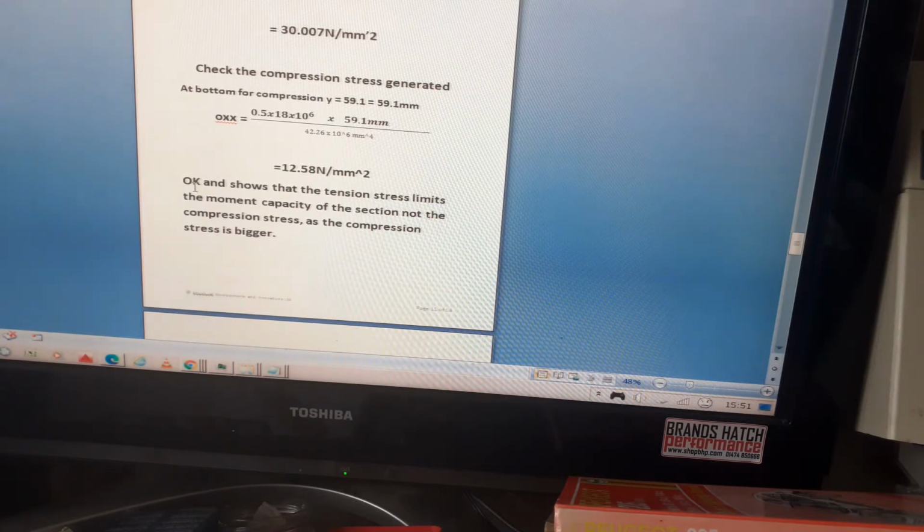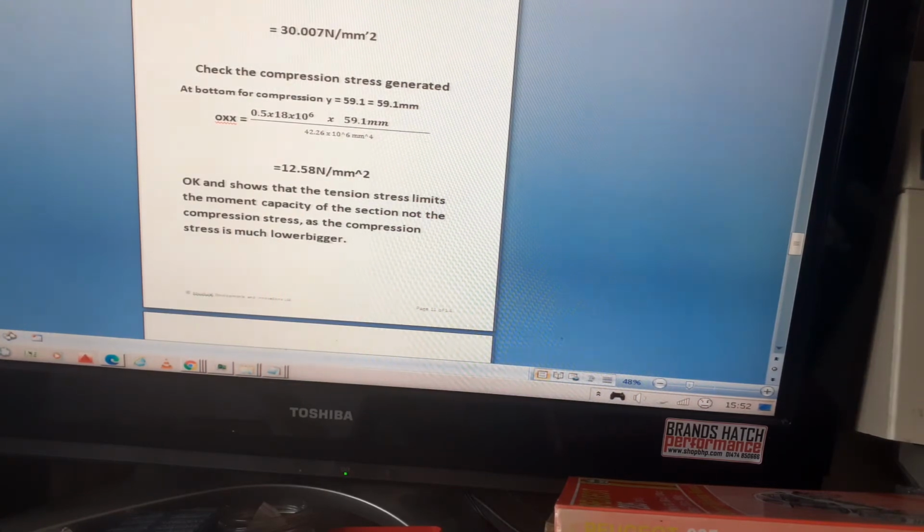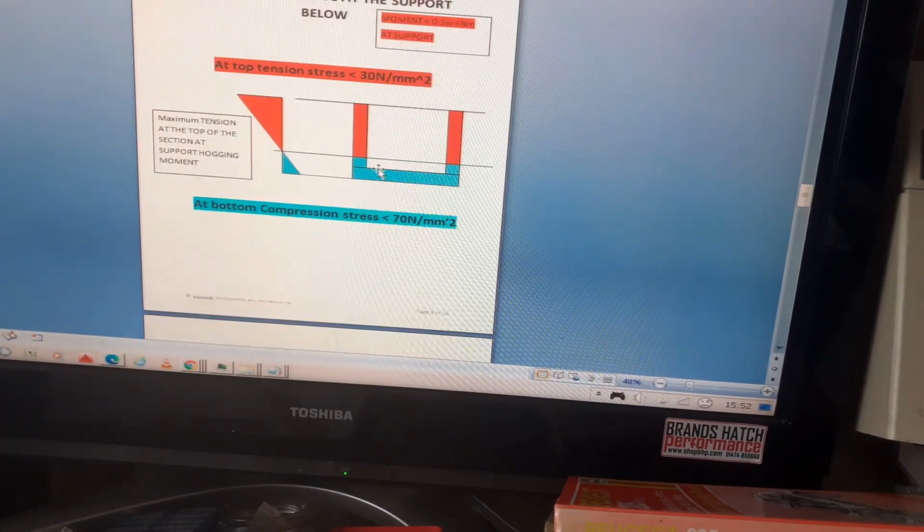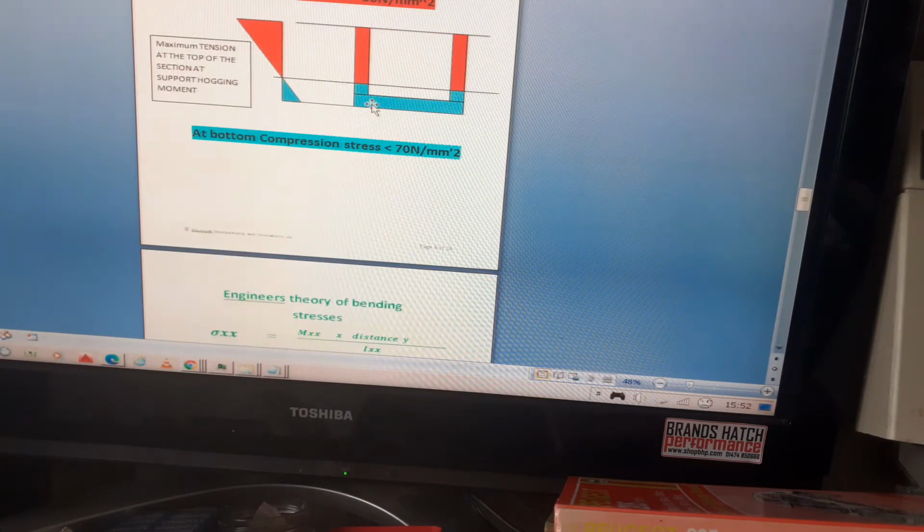So that's well under 70. What this shows us is that the tension stress limits the moment capacity of the section at the support, not the compression stress, as the compression stress is much lower. It's because of the shape of the section, as I was saying. There's a big area at the bottom, so that can take more stress.